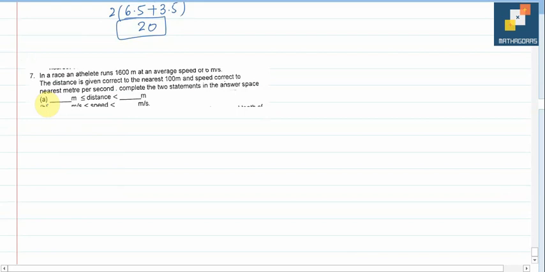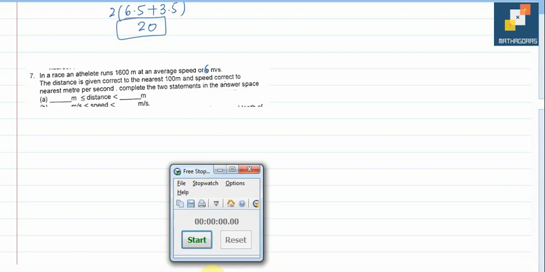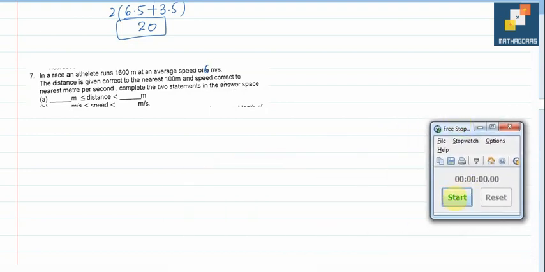In a race, an athlete runs 1600 meters at a speed of 6 meters per second. The distance is given correct to the nearest 100 meters and speed correct to the nearest meter per second. Complete the two statements in the answer space. First you need to give it a try by yourself and then I will start. So you have a time of 2 minutes to start.